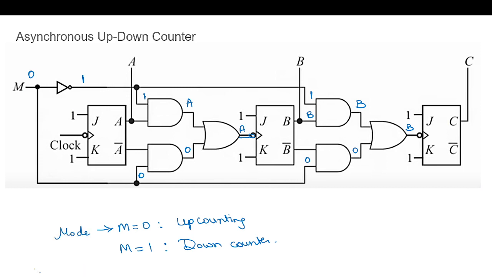Next, if we apply 1 here, this will be 0. So this gate will be applied 0. So this will be 0. And A bar, here it is 1. So this will be selecting this A bar. And here the clock will be A bar. Similarly, this will be 0. So this will be 0. This will be B bar and 1. So this will select B bar and the clock will be B bar. So it will be performing the down counting based on this mode selected.